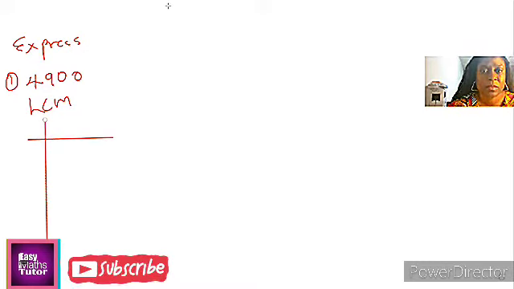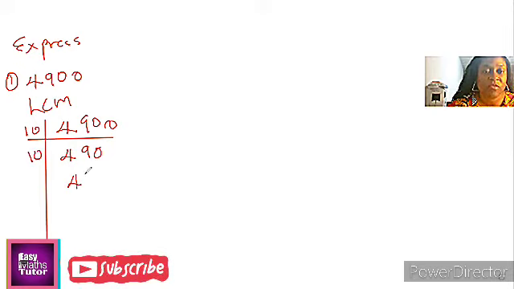So we're going to write 4,900. First of all, I'm going to try 10. If you divide through here by 10, you're going to have 490. If we also divide through by another 10, we're going to have 49. We divide through by 7, we're going to have 7. We divide through by another 7, we're going to have 1. So these are our factors.